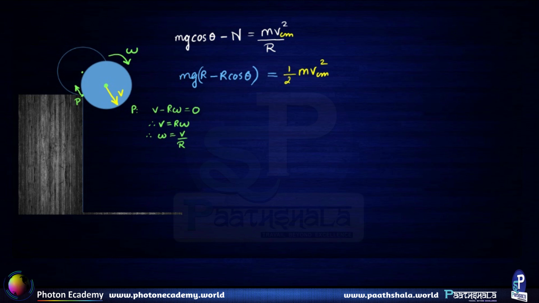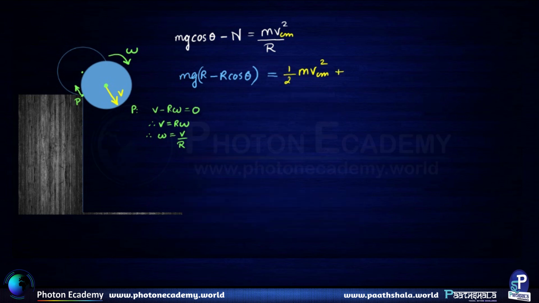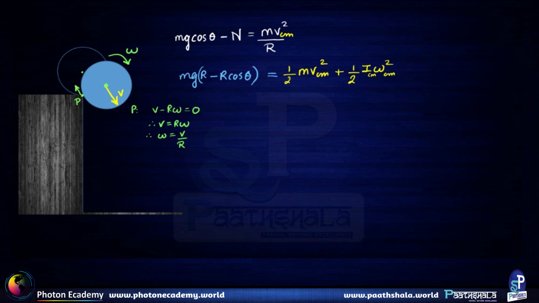Now about the center of mass, let us say this object has a moment of inertia I. So plus half I omega squared. So this is I about the center of mass, omega about the center of mass. Now this is one way of writing down kinetic energy, and you can solve these two equations to get the unknowns that are required.